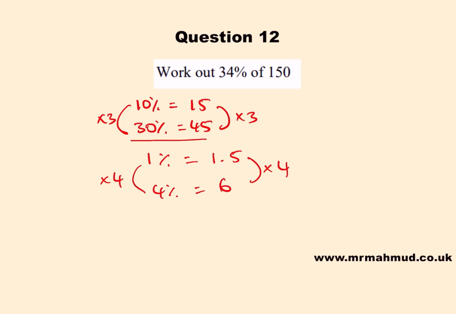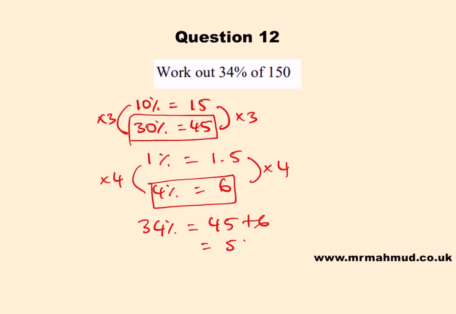So we got 30%, which is 45, and 4% is 6. So we can add them together. 34% will be 45 plus 6, which is 51.